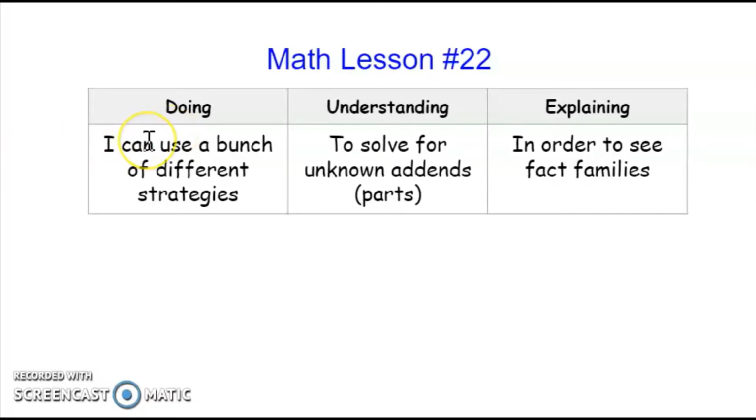I can use a bunch of different strategies to solve for unknown addends. Remember, addends also means parts. So the addends just means parts. In order to see fact families. So that's a really big job, my friends. Don't worry about it. Don't be scared. We're going to do it together. Let's go straight into our teacher model.